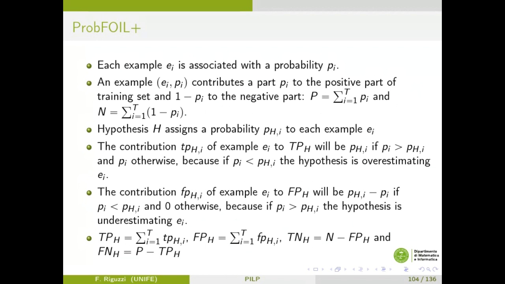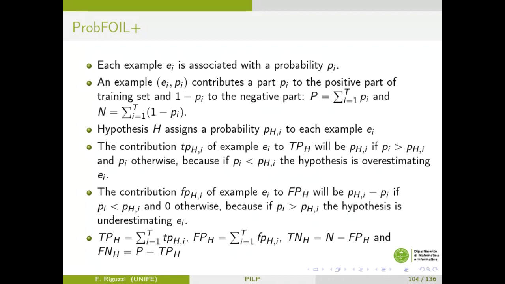The contribution FP of example E_I to the false positive is P_H minus P_I if P_I is smaller than P_H. If the probability of the example is smaller than the probability assigned by the theory, the difference between the two probabilities contributes to the false positive part. Otherwise, the contribution to the false positive part is zero because the hypothesis is overestimating the example.